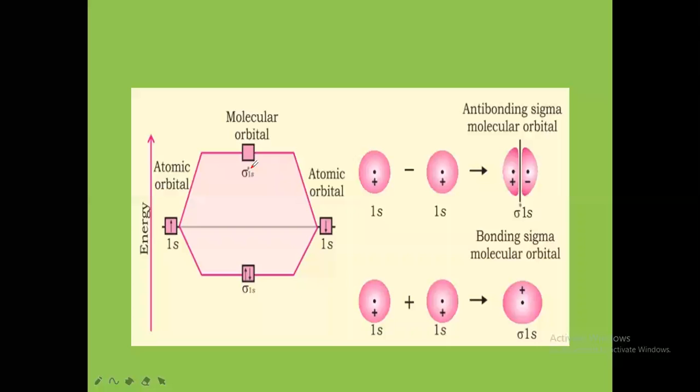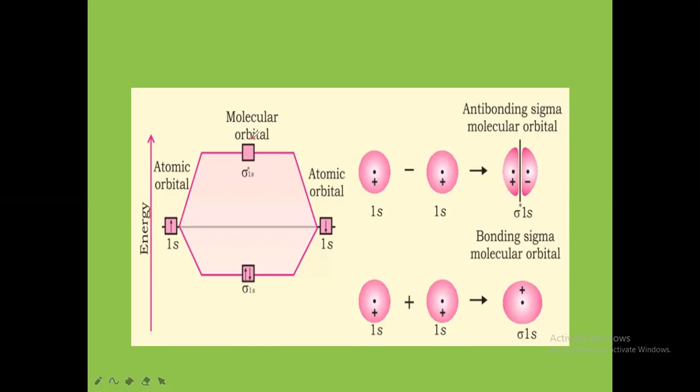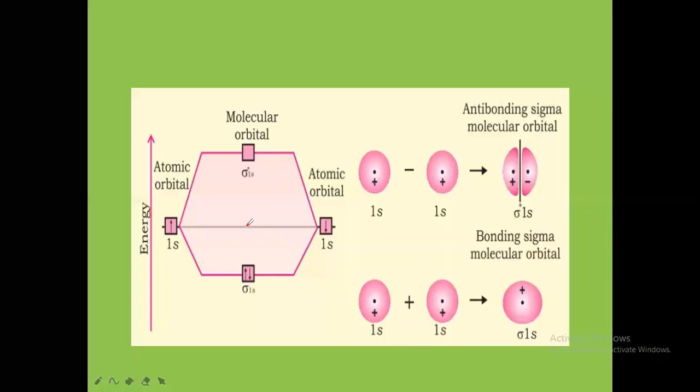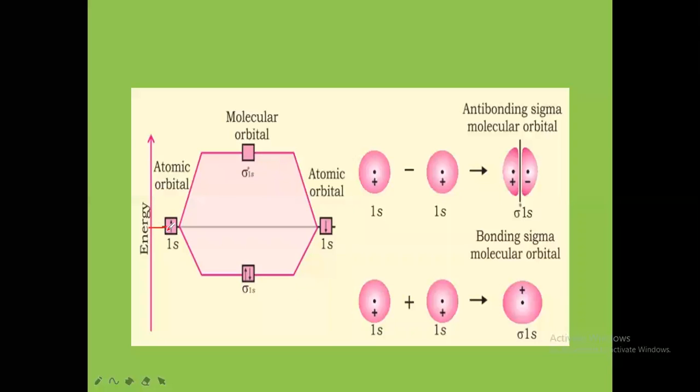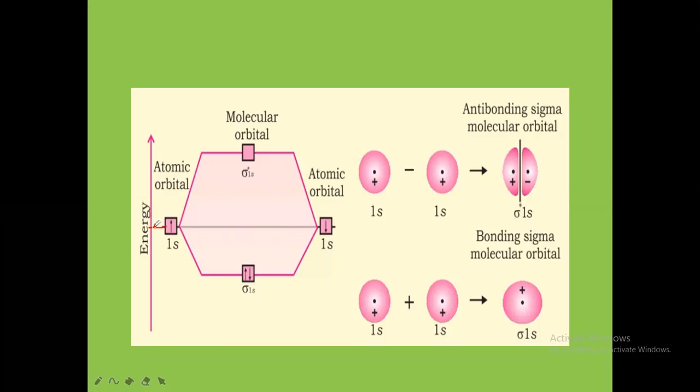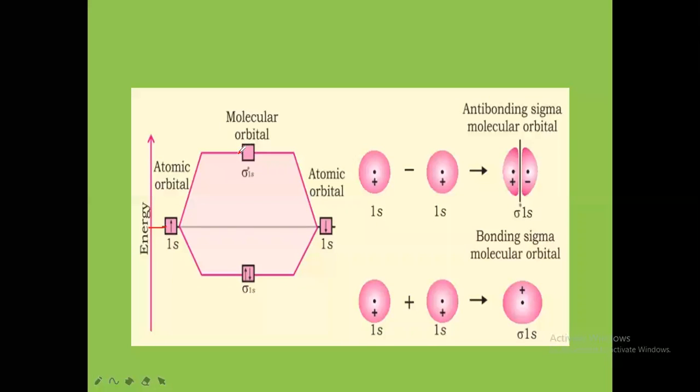The star indicates high energy and an anti-bonding molecular orbital, and this one is the bonding molecular orbital. Between these two, which has less energy? Sigma 1s has lesser energy than sigma star 1s. Now remember, this is the energy of the atomic orbital. The 1s orbital and 1s orbital of two atoms have the same energy. Now, the energy of the anti-bonding molecular orbital is what?